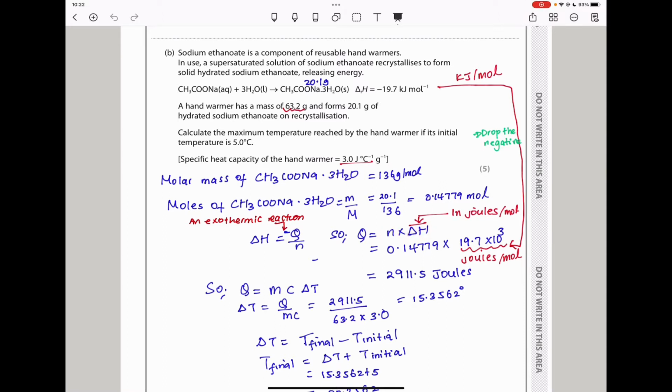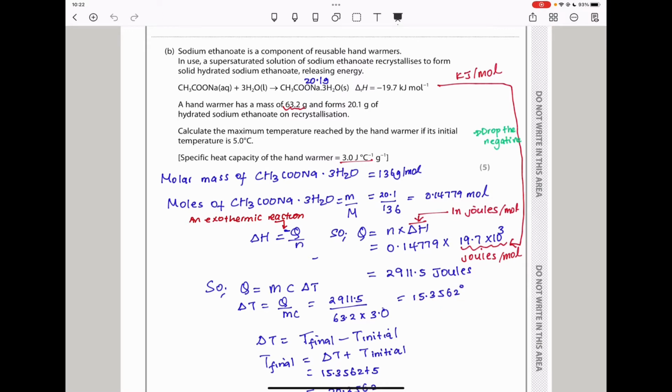Substituting the values here, I have that as the number of moles, and delta H was given, but it's in kilojoules, so I have to multiply by 1,000 to convert it to joule per mole. So the final answer I got is in joules, 2911.5 joules, and that is going to be the Q. Now we also feed that information into this equation. Q is mc delta T. Remember, we want to find the value for delta T. So making delta T the subject is going to be equal to Q over mc. Again, remember this Q has to be in joules. So here, divide by the mass we are given, which is 63.2 grams, and the specific heat capacity is 3. So when I substituted, I got this as the value for delta T.